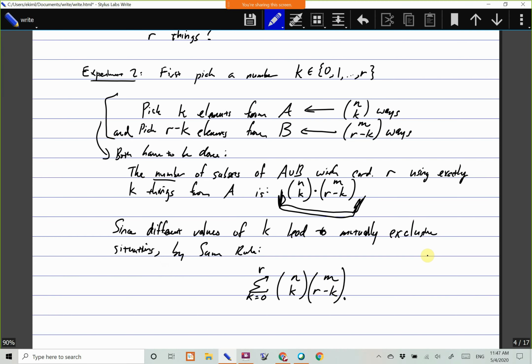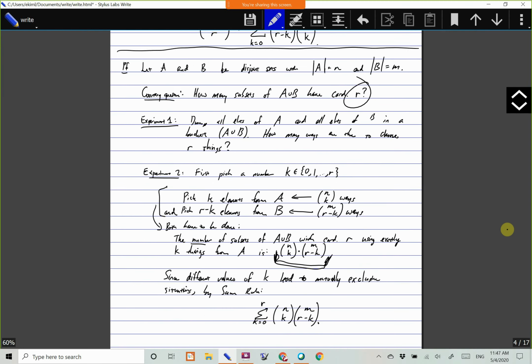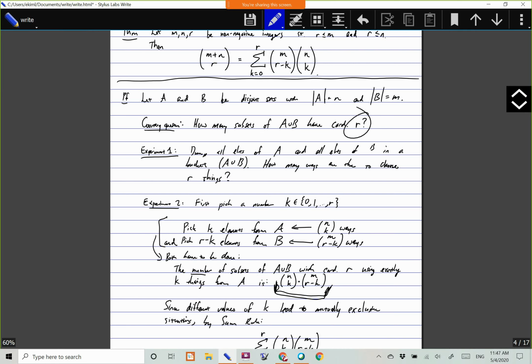If I again zoom out for a moment, that's the right side of what's over here. Again, why do we stop the sum at r? Or why was this first pick of k going all the way up to r? It's because we're only picking r things in total. The counting question is how many subsets of cardinality r are there.